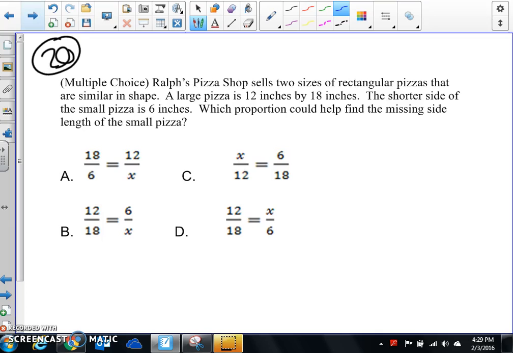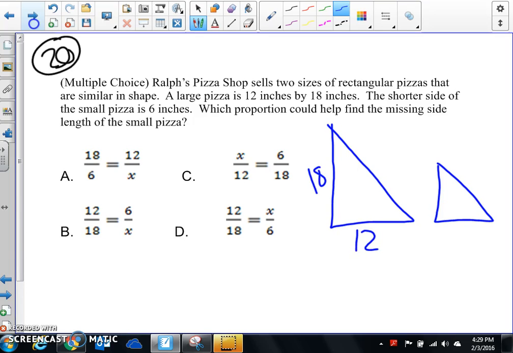All right, Ralph's Pizza Shop sells 2 sizes of rectangular pizzas that are similar in shape. So we're just going to go ahead and say this is one pizza. Here's another pizza. A large pizza is 12 inches by 18. So 12 by 18. The shorter side of the small pizza is 6 inches. This is the shorter side. Which proportion can be used to find the missing side? Let's go ahead and put an X here.